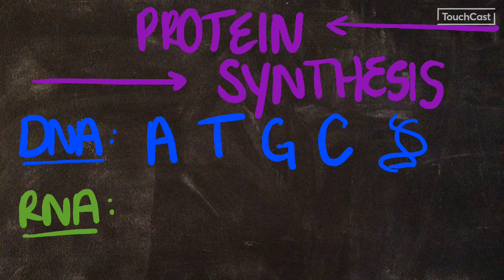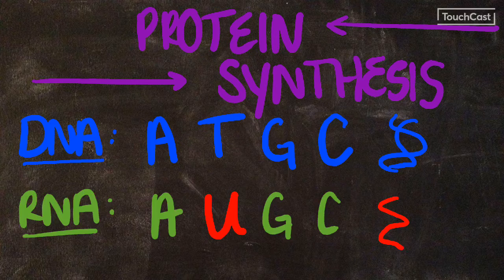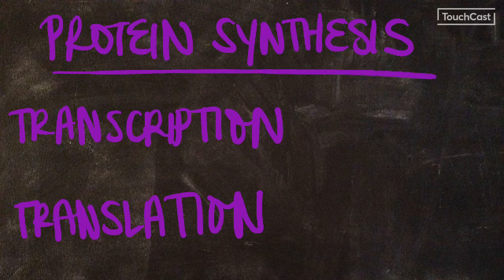Now we have RNA. And RNA is a lot like DNA. It has A's, G's, and C's, but it's different because instead of thymine, it has something called uracil, or U. It's also single-stranded. So now that we've reviewed DNA and RNA, let's talk about protein synthesis.